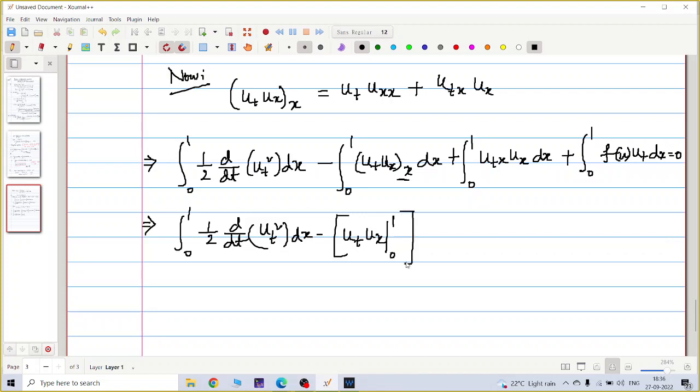So this is the integration, and this part can be written as again half d/dt of ux square, because d/dt of ux square is 2ux into uxt or utx, they are the same. So the 2 will cancel out with the half. So I will get utx into ux dx, and this part is the same.